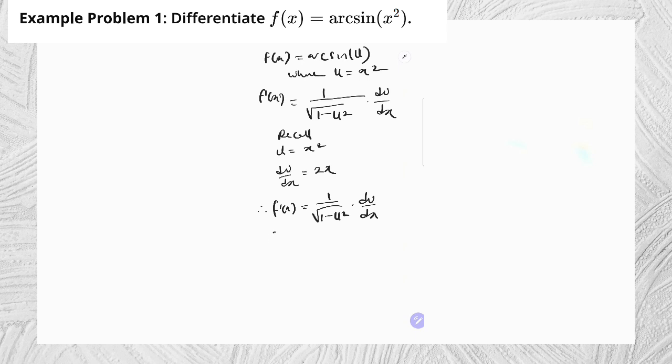Now, substitute u equals x squared and du/dx equals 2x, and you arrive at 1 divided by the square root of 1 minus x squared times 2x. And once you simplify that, you get 2x divided by square root of 1 minus x raised to the power 4.